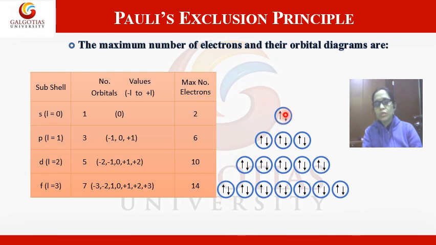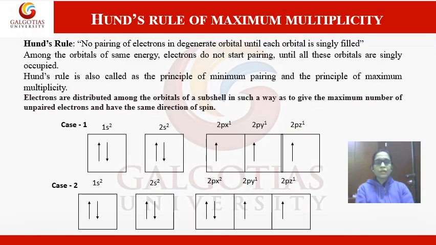So here you see, when we fill the electrons, or when we arrange the electrons in the orbitals, Pauli's exclusion principle is applied. This is also helpful for explaining Hund's rule, or Hund's rule of maximum multiplicity. Let us discuss what Hund's rule is.